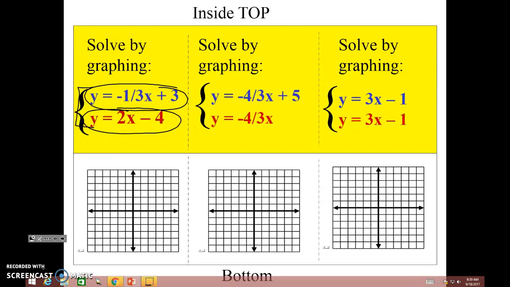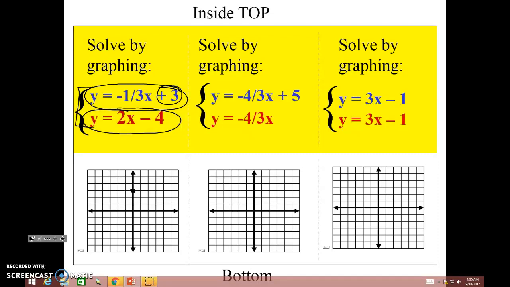So to solve this by graphing, the first thing I'm going to do is identify my intercept. In this problem, the first one is going to be positive 3. So I'm going to start at 0, 0, and go up 1, 2, 3, and put a point right there on positive 3.